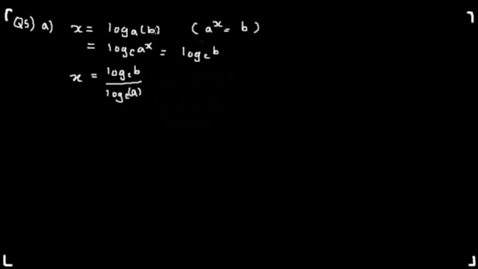So log base a of b, we want to turn into log base c of b. We want to change a, replacing it with c. So you have to do all of this. Let's use an actual example.